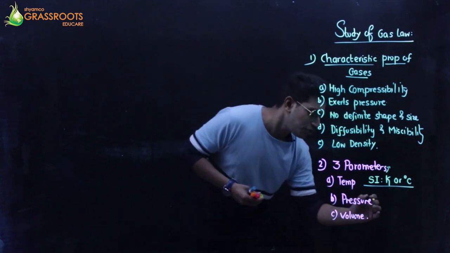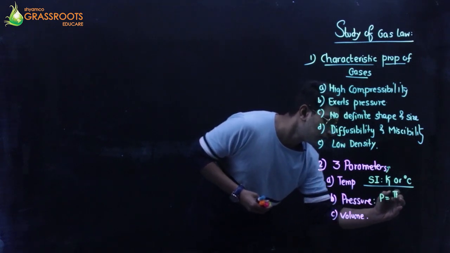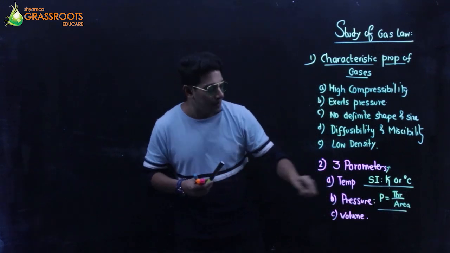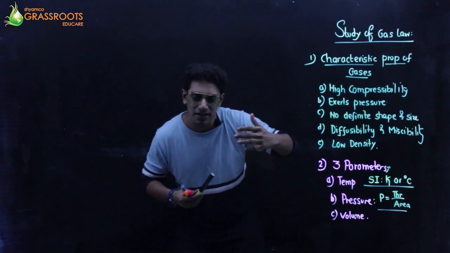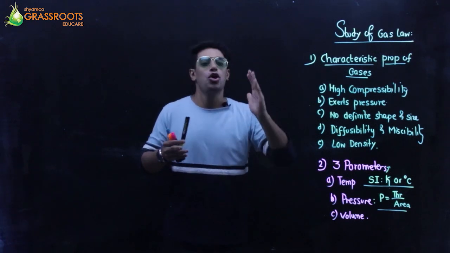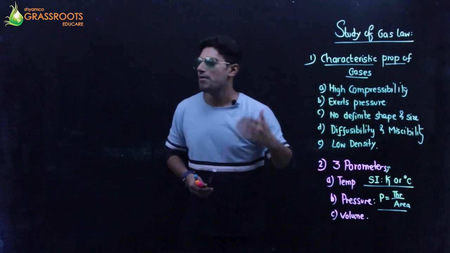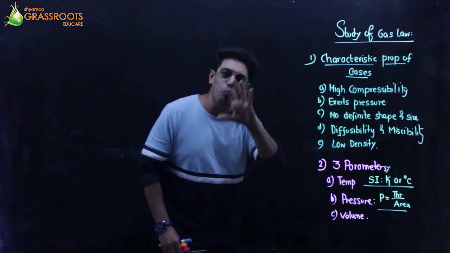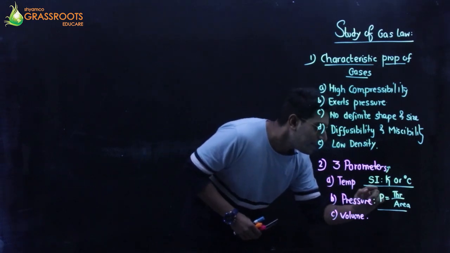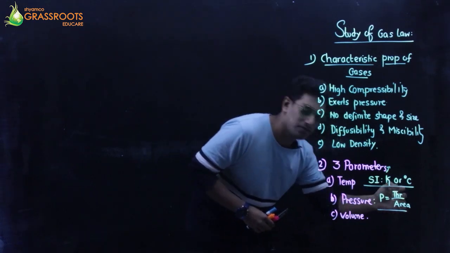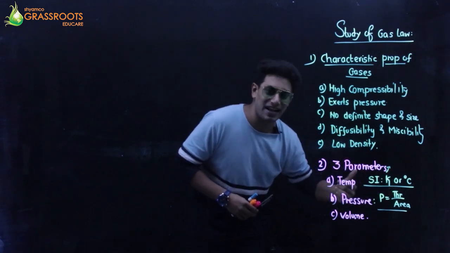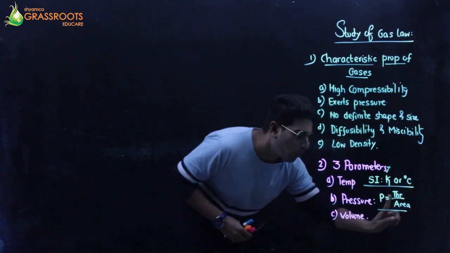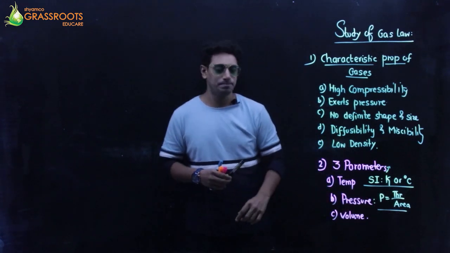Pressure. Pressure, we have a formula, thrust upon area. Pressure exerted by the gaseous molecules on the walls of the container is nothing but the thrust, the force acting by the gaseous molecules per unit area. You make the area 1, pressure is equal to thrust.